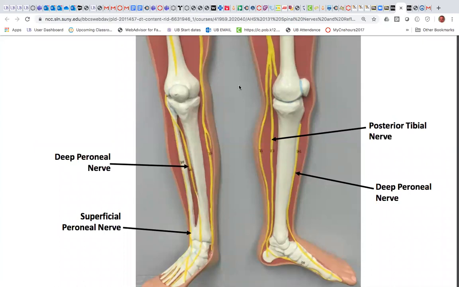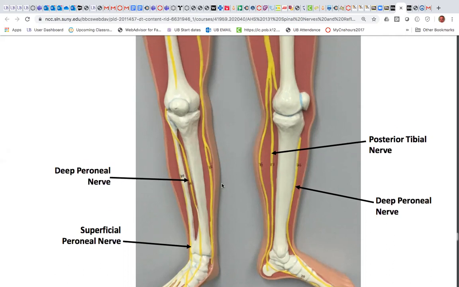Okay, and then we have the tibial nerve. Here it's called the posterior tibial nerve or tibial nerve. Right down here, it goes down the posterior calf, all the way down to the calcaneus, and then underneath the calcaneus, it divides. It divides, one going to the medial side of the foot, the other to the lateral side of the foot, where it changes its name to the medial plantar nerve and lateral plantar nerve.